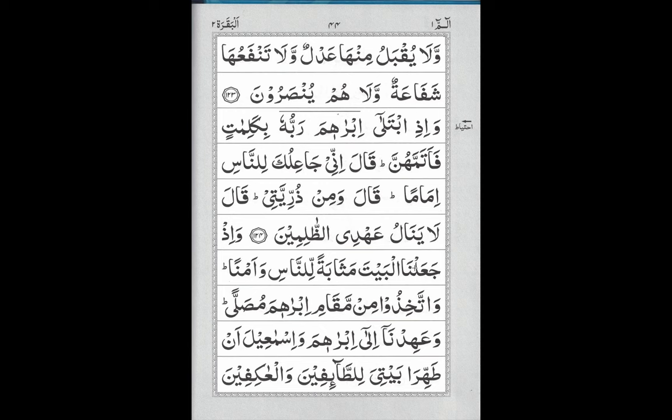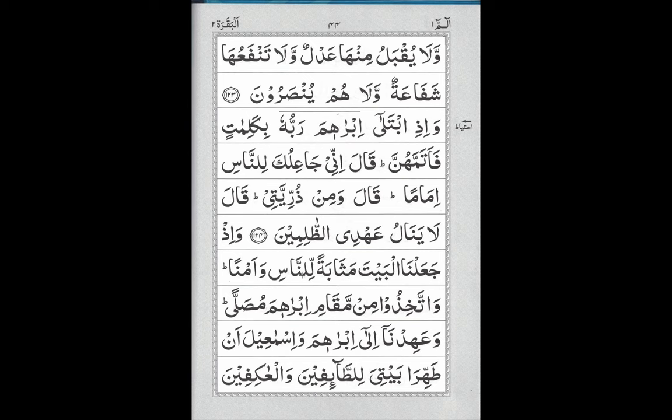Ja'alna al-bayta. So the noon joins onto the lam. Nal. So you don't stress the na because of the alif. Because when the next letter has a sakin, you have to join. Nal. Ja'alna al. Okay, next one is.